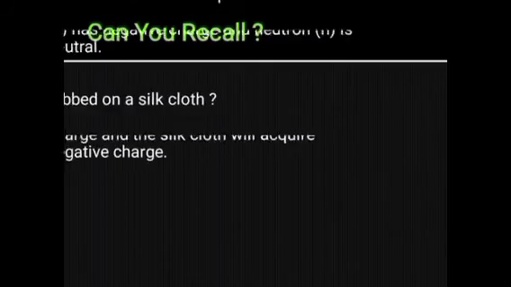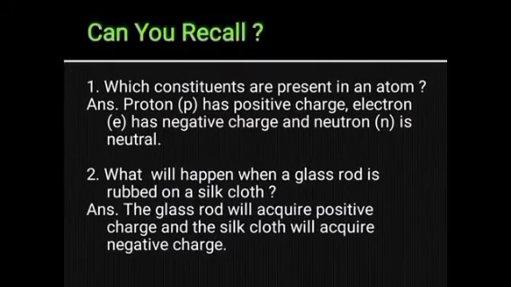First they have asked, can you recall? First question, which constituents are present in an atom? Answer, proton, denoted by P, has positive charge, then electron, E, has negative charge, and neutron is neutral. All three constituents are present in an atom.